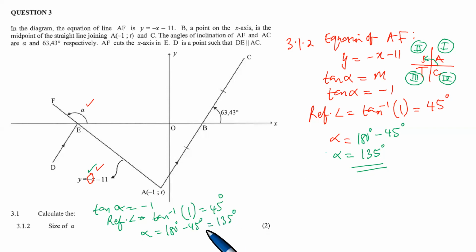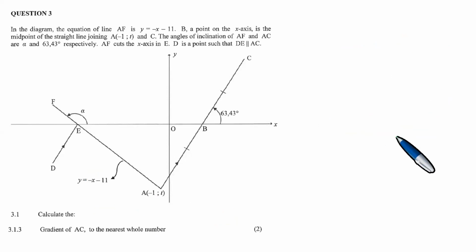Why do we say 180 minus? Because to get to the second quadrant, this is 180, so you need to say 180 minus. But to get the third quadrant it is 180 plus. So that is the answer, 135 degrees.